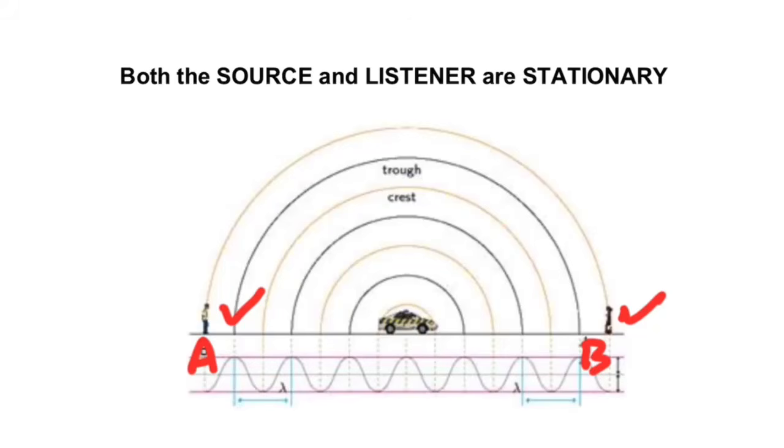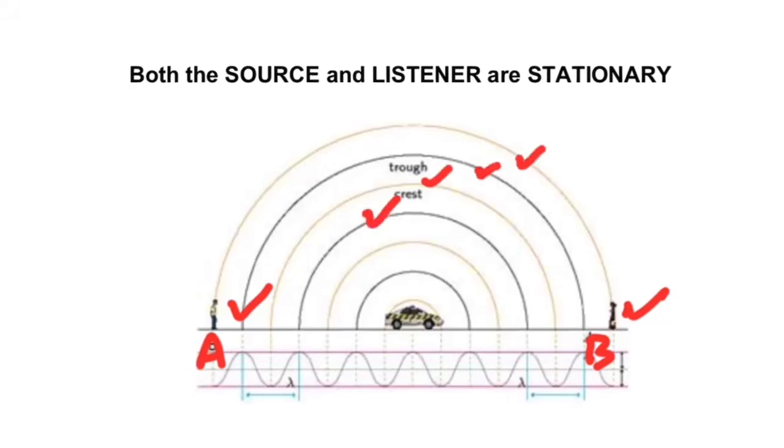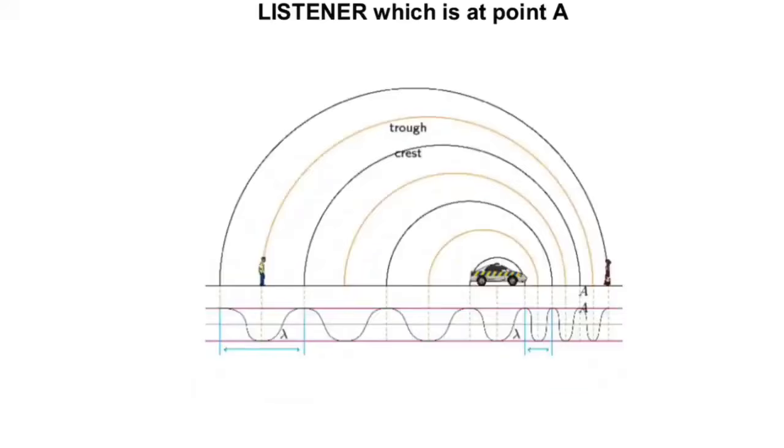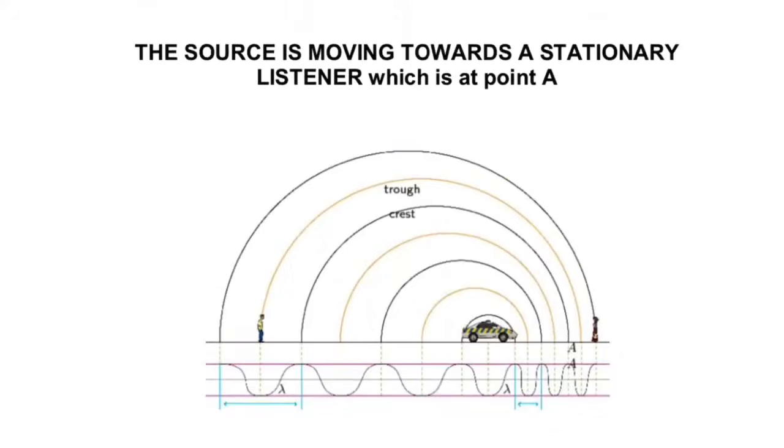That is because the distance between the crests and the troughs is remaining the same. Both the source and the listener are stationary. The frequency is not changing. Let's take a look at this example. You are still standing at point A and your friend is standing at point B.